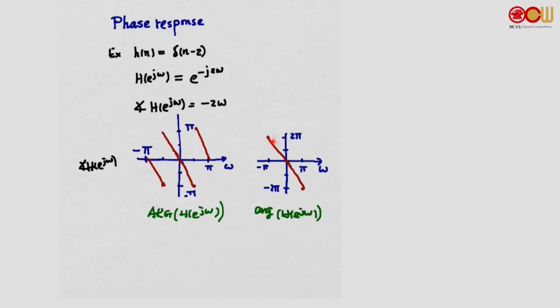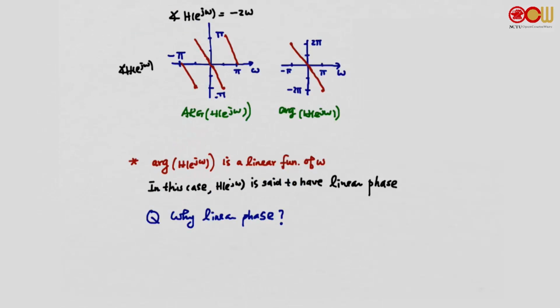And with the small arg, we simply draw it as a continuous function of H. This is continuous, whereas the big ARG has discontinuities of 2 pi like this. In this particular example, the small arg function is a straight line, so it's actually a linear function of ω. In this case, H(e^jω) is said to have a linear phase, because the phase function is linear. In some applications, it is preferred to have a linear phase.